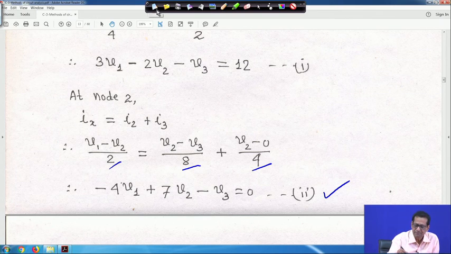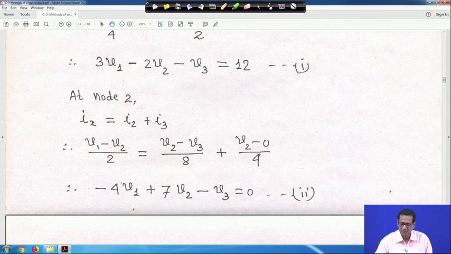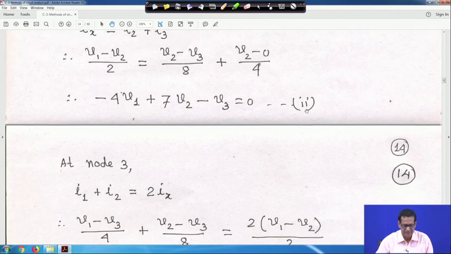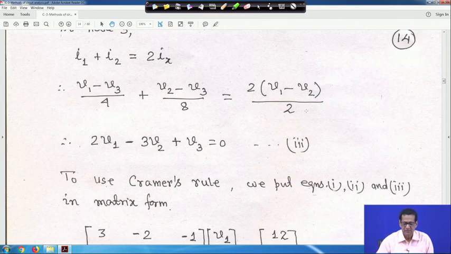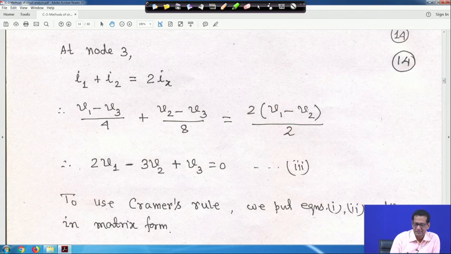Similarly at node 3 also I have showed you how to write the equation. So same thing I am writing, that I1 plus I2 is equal to 2Ix. All these things I have rewritten before, right, before coming to this. So here also upon simplification you get 2 V1 minus 3 V2 plus V3 is equal to 0. This is equation 3. Now to use Cramer's rule we put equations 1, 2 and 3 in the matrix form.